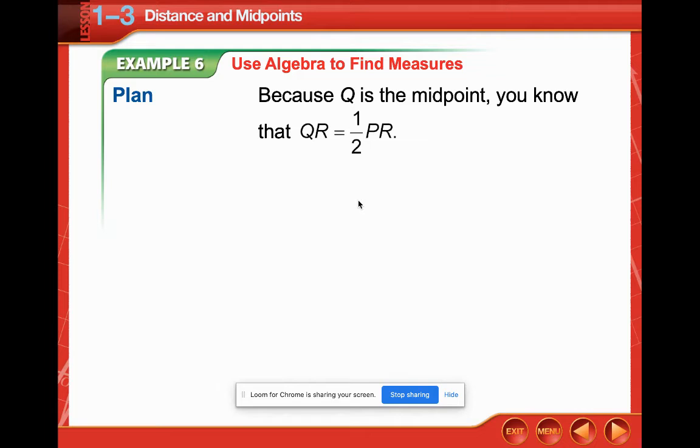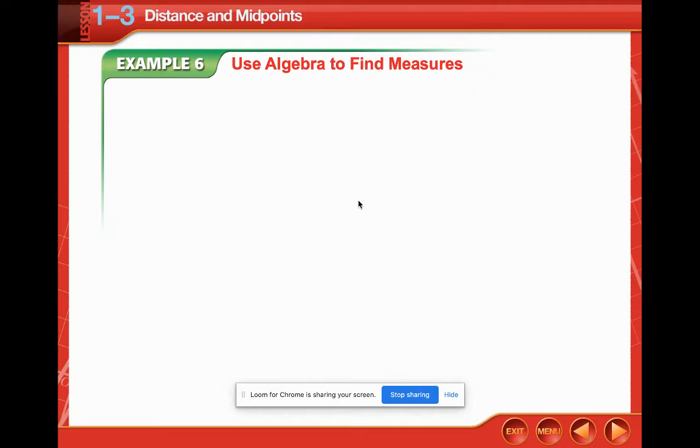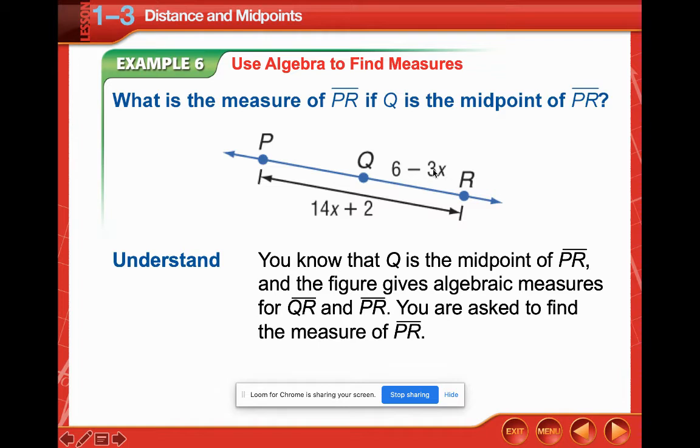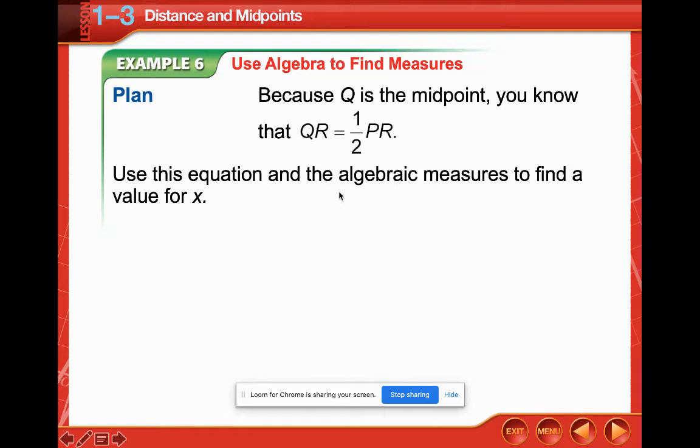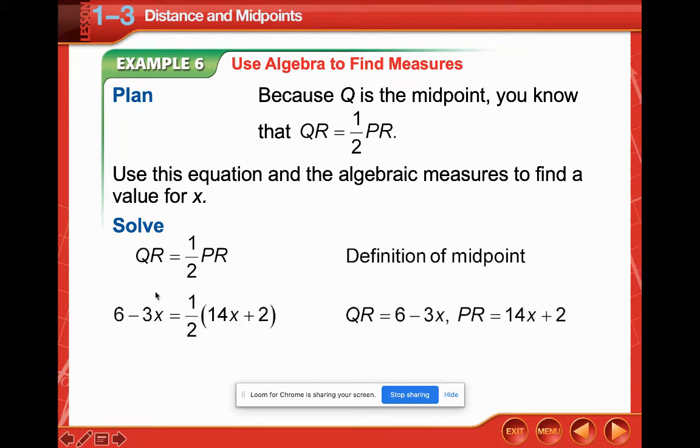Because Q is the midpoint, you know that QR is 1/2 of PR. Since this is the midpoint, this is also 6 minus 3x. So this is 6 minus 3x, and this will also be 6 minus 3x, and 6 minus 3x is half of 14x plus 2. Use this equation: half of PR is QR. So you plug in. PR is 14x plus 2, QR is over here, 6 minus 3x. You plug it into this equation because it's half of it.